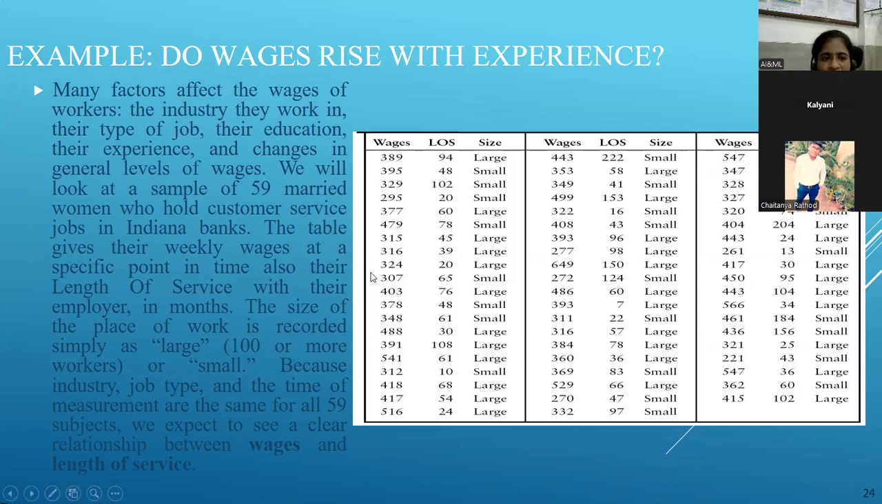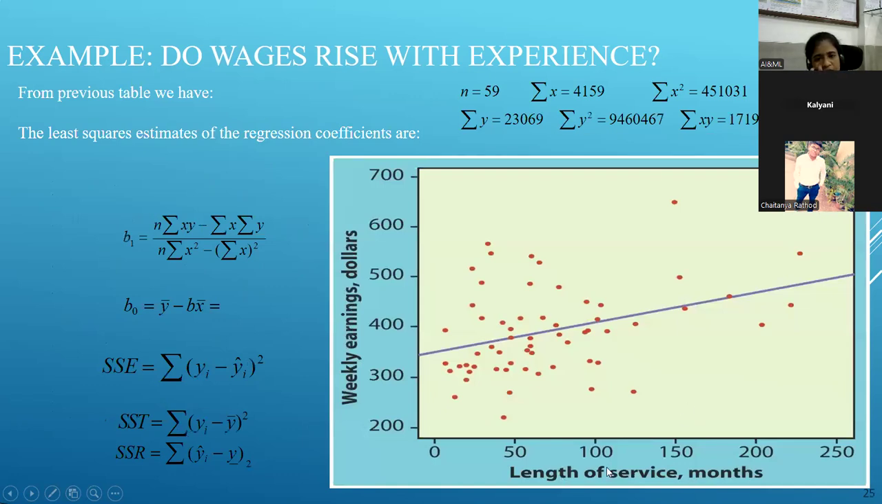Over here, we have the weekly wages, length of service, and the size of the workplace, whether it is large, whether it is small, depending on how many workers are working. Because industry, job type, and time of measurement are same for all 59 subjects, तो इनको हमने हटा दिया है. So we want to check relationship between wages and length of service. So again, we can have a plot in length of service and weekly wages, and then we can check out and try to fit a model and then check out the error is particular lines, because there can be other lines also. I need to find the best fitting line.